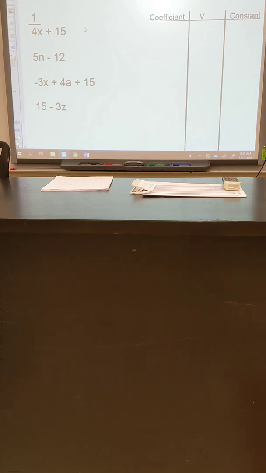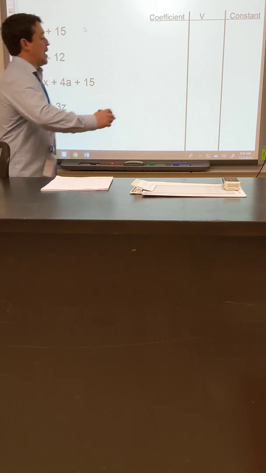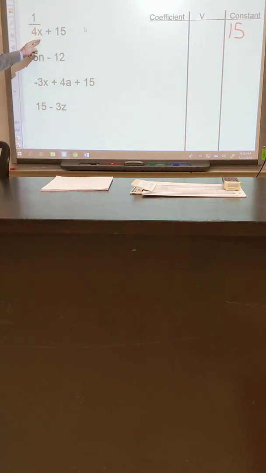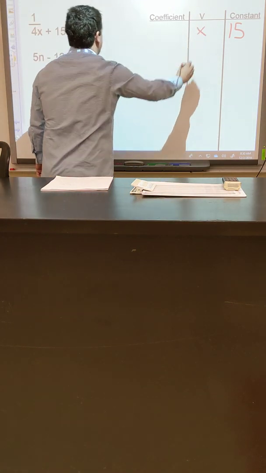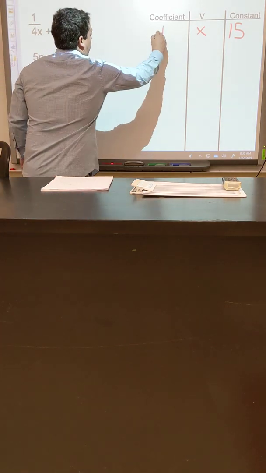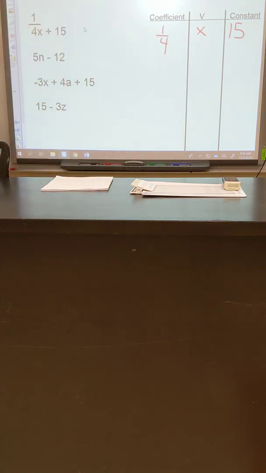Okay, on the board you have a variety of different algebraic expressions. Our job is to sort them out. So the first one is 1/4 x plus 15. Well, when I look at this, the constant is positive 15. The variable, is there one? Yes, it's x. The variable is x. The coefficient, what is with the variable, is 1/4. Go ahead and pause it and try to fill out the rest of the chart.